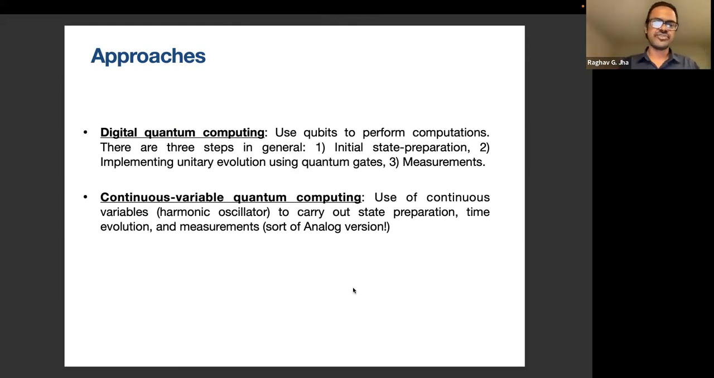The initial state preparation, and then implementing the unitary time evolution using unitary quantum gates, and then measuring whatever we want to measure in physics, for example. There's an equivalent or similar version using continuous variable quantum computation, where instead of a two-dimensional local Hilbert space of a spin half particle, we use a harmonic oscillator, which has an infinite Hilbert space. And we use the continuous variables, in fact, the quadratures x and p of the harmonic oscillator, to do the same sort of calculations as we do in digital quantum computing. So these are different approaches.